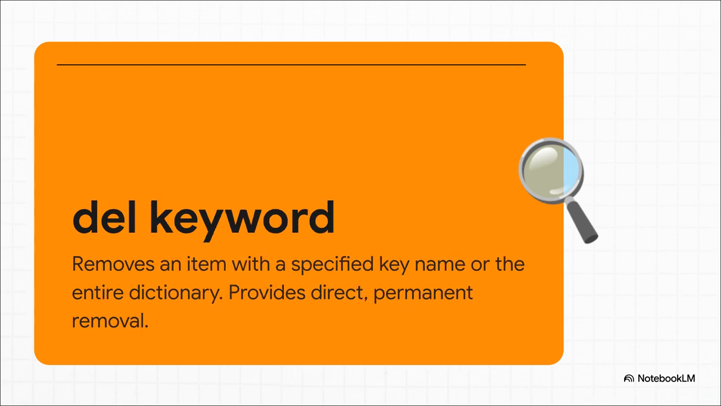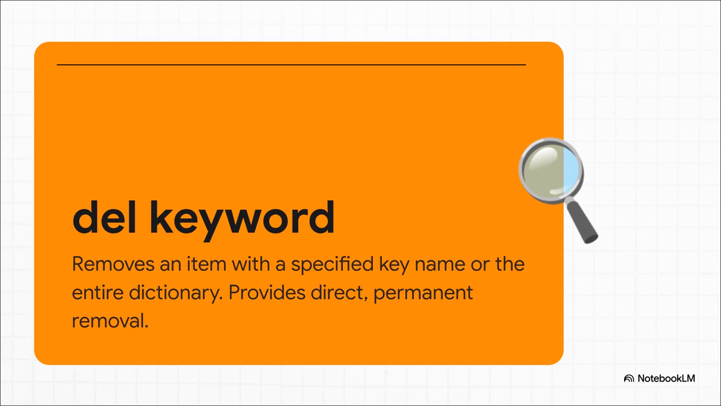Okay, next up is something that looks a little different. It's the del keyword. And pay attention here, because this isn't a method you call on the dictionary. It's a fundamental Python command. Think of it as the most direct, no-nonsense way to delete something. You just point del at a dictionary key and poof, that item is gone. Forever. It doesn't give you anything back. No return value, no fuss. This is what you use when you know for sure something has to go and you don't need its value for anything.